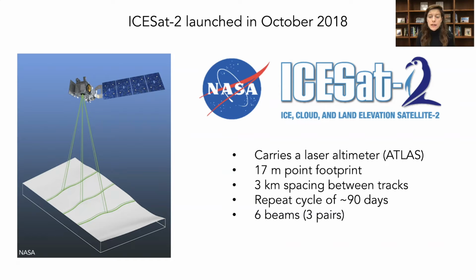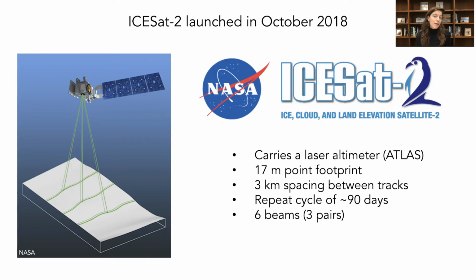So ICESat-2 is a NASA satellite that carries a laser altimeter known as ATLAS, and it provides really highly accurate, high spatial resolution observations of surface height. These observations have a 17-meter point footprint, so again, really high spatial resolution. They're split into 6 beams, with 3 pairs of 2, and there's a 3-kilometer spacing between the different tracks with a repeat cycle of 90 days.